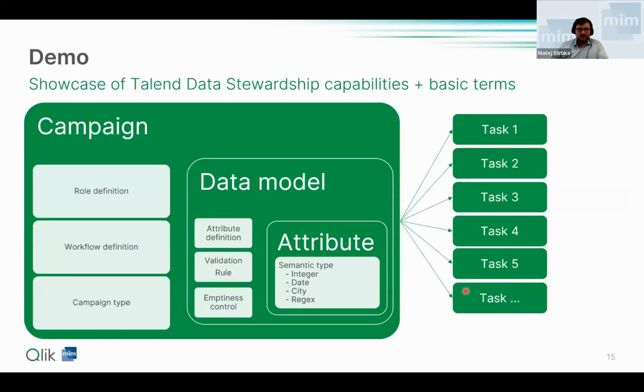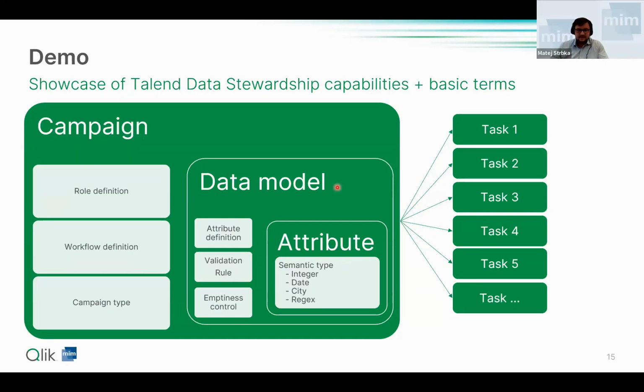But before the demo, I'd like to define certain basic terms so we don't get lost when seeing the Data Stewardship Console. When we are talking about cleaning data using Talend Data Stewardship, the first basic step is defining the campaign. A campaign contains all required configuration to assess correctly how to clean the data, meaning we define the roles, we define the workflow, we define what kind of campaign we are using.